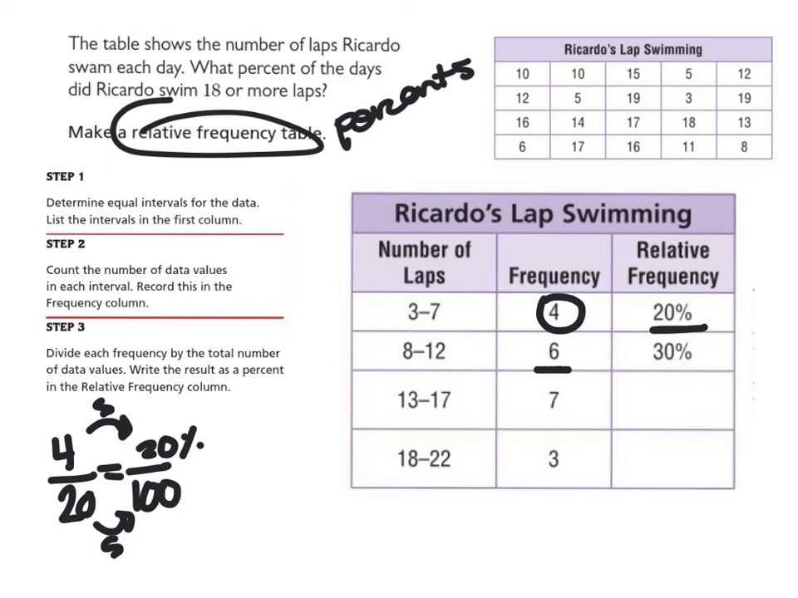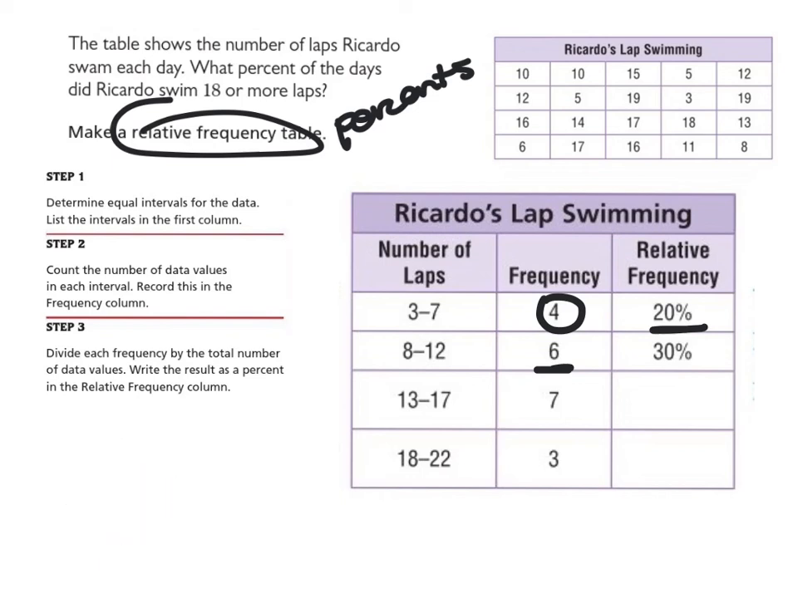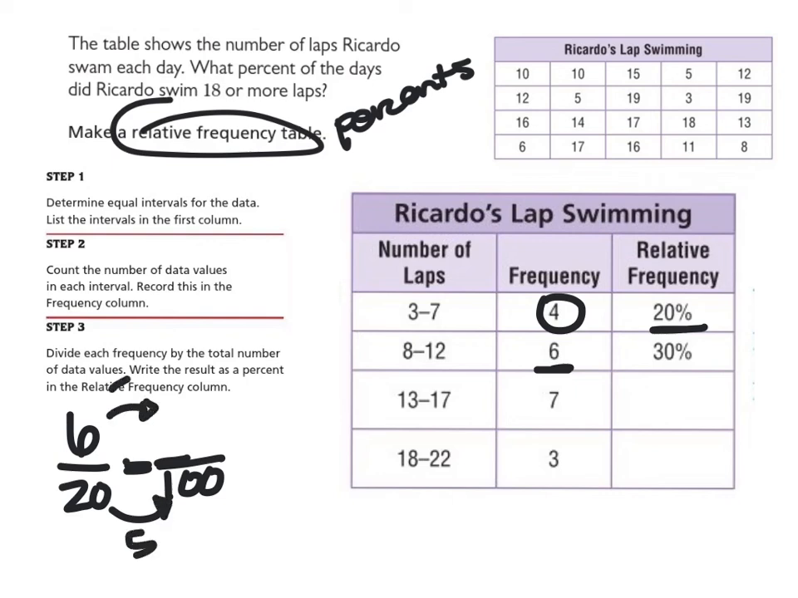Now the frequency with 6, I'm going to erase this. We're going to take 6 out of 20. And to get 100, we multiply by 5. 6 times 5 gives us 30%, which matches them.